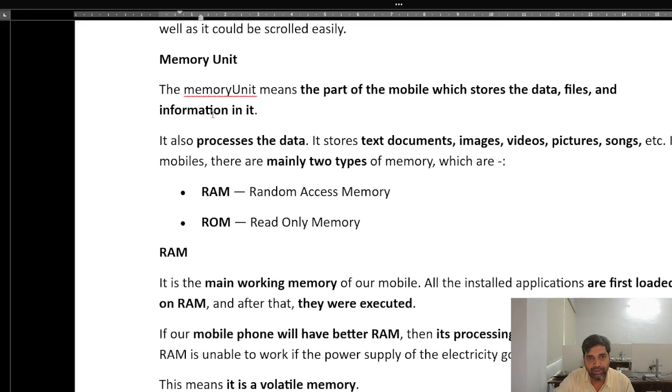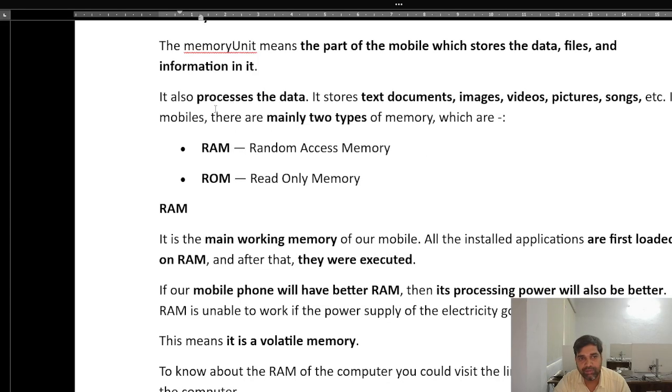Memory unit of the mobile. The mobile stores the data, files, and information in the memory unit. It also processes the data. It stores text, documents, images, videos, pictures, songs. There are two types of memory available in the mobile: RAM and ROM.